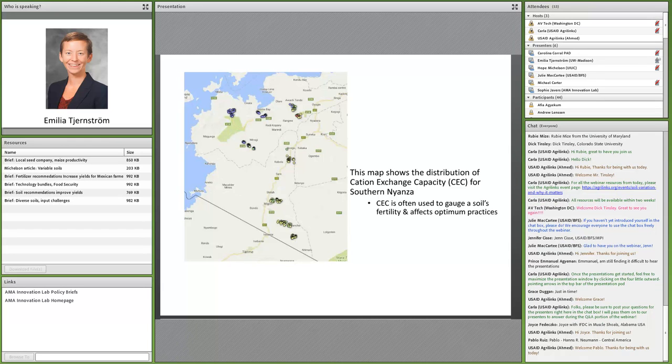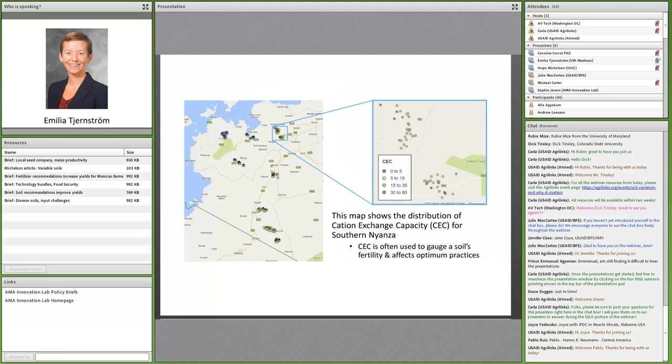But cation exchange capacity is important because it affects farmers, it affects optimum practices. And this is just one example. For example, liming recommendations, fertilizer efficiency, and even the optimal timing of fertilizer applications all vary with soil CEC. Okay, so I'm going to zoom in even more and look at a couple of villages in our sample.